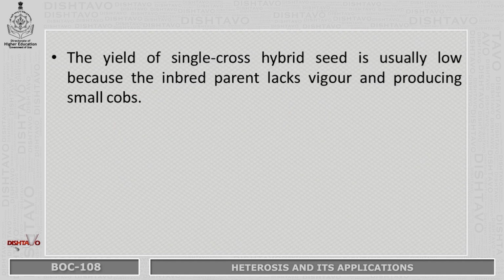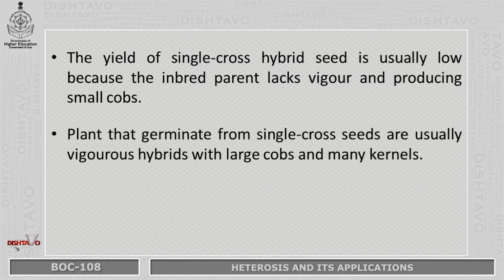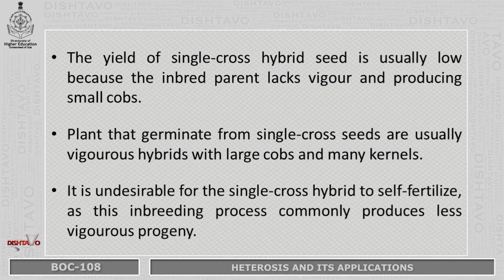The result of this was that the yield of single cross hybrid seed is usually low because the inbred parent lacks vigor and produces small cobs. The plants that germinate from single cross seeds are usually vigorous hybrids with large cobs and many kernels. However, it was undesirable for a single cross hybrid to self-fertilize, as this inbreeding process commonly produces less vigorous progeny.